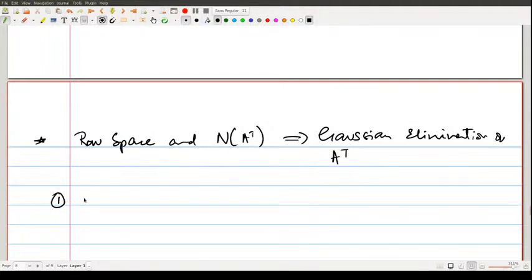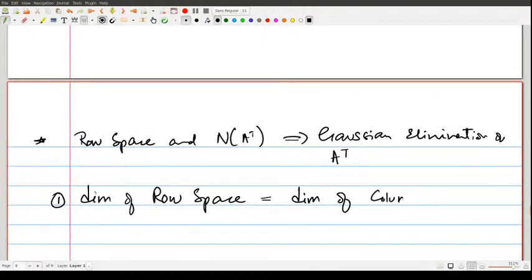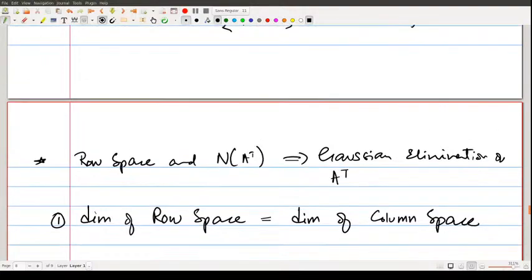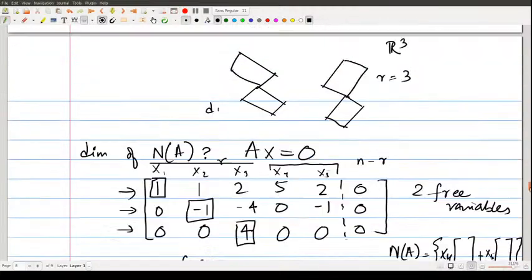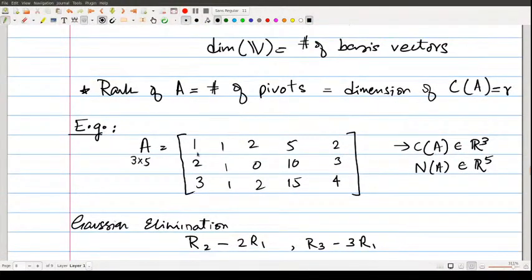The first important fact is that the dimension of the row space is the same as the dimension of the column space. And that's a really interesting fact. It's saying that if there are 3 independent columns here, then if you take the rows, there are 3 independent rows, right? So for any matrix, if you know how many independent columns it has, you will know immediately how many independent rows it has.